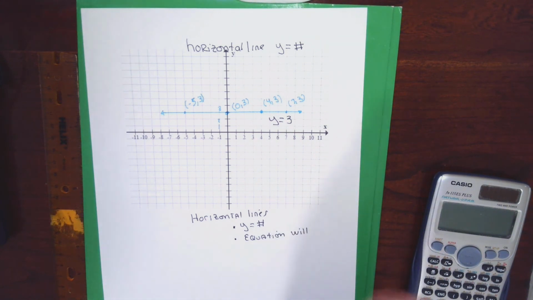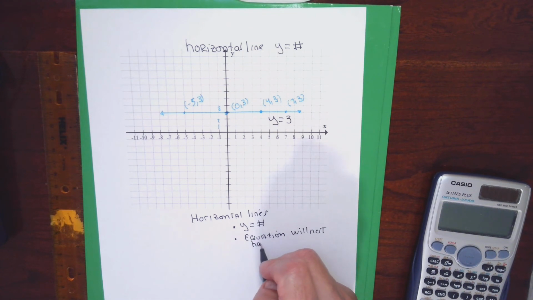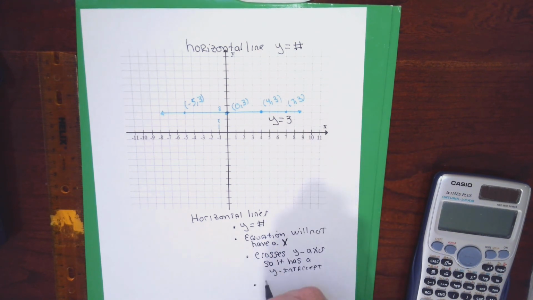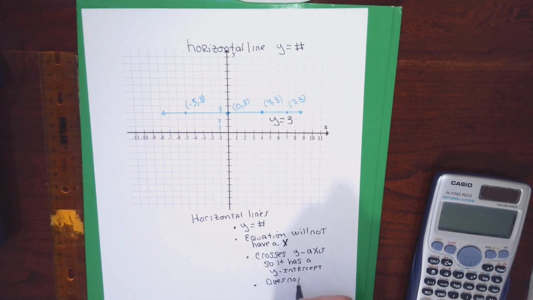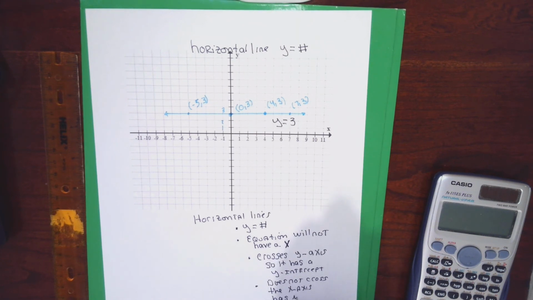If I have both an x and a y, I get some sort of slanted line. If I just have an x, I get a vertical line. If I just have a y, I get a horizontal line. The graph will cross the y-axis, so it has a y-intercept. But it's parallel to the x-axis, so it does not cross the x-axis. So it has no x-intercept.